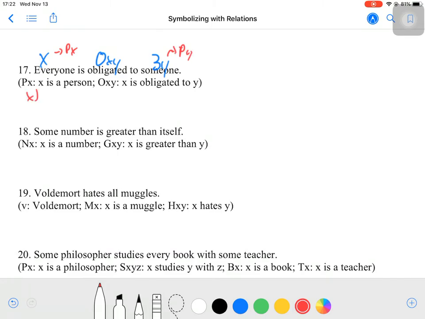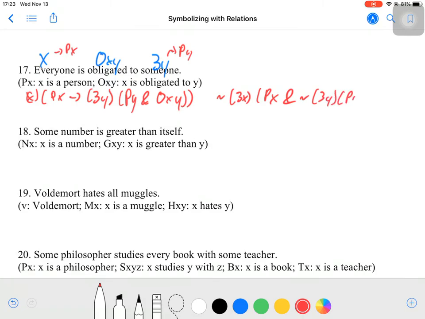So for all of x, if x is a person, then there exists some y such that y is a person and x is obligated to y. Or we could say that it's not the case that there exists an x such that x is a person and there's not someone that is a person to whom x is obligated to. Both of those would work.